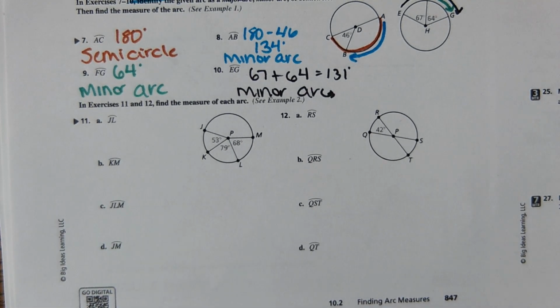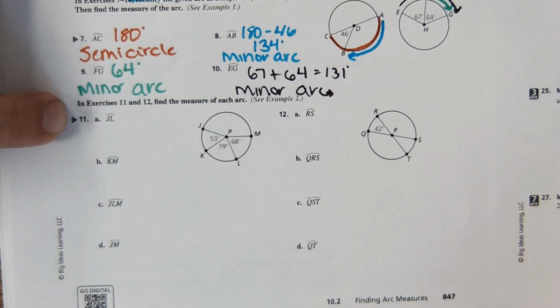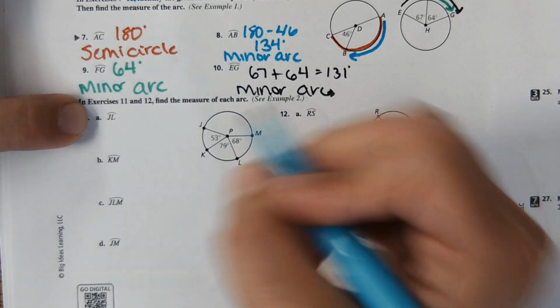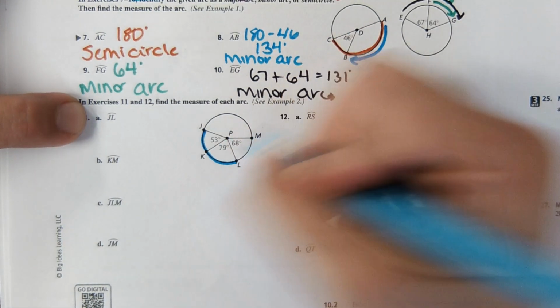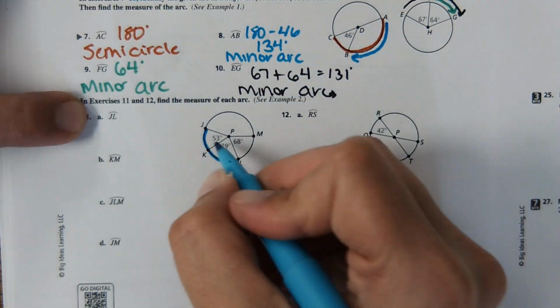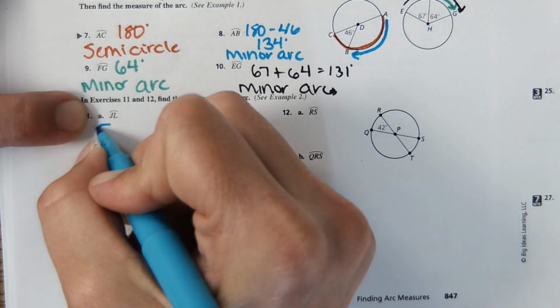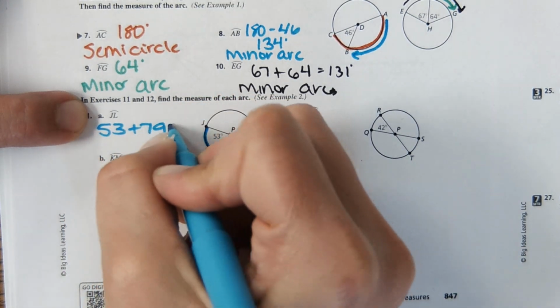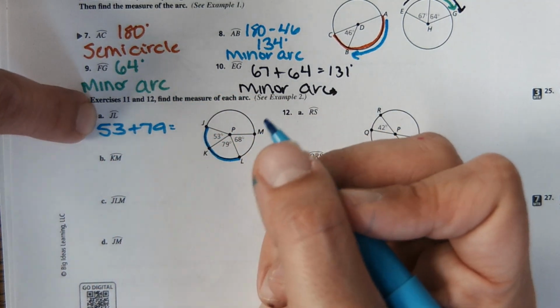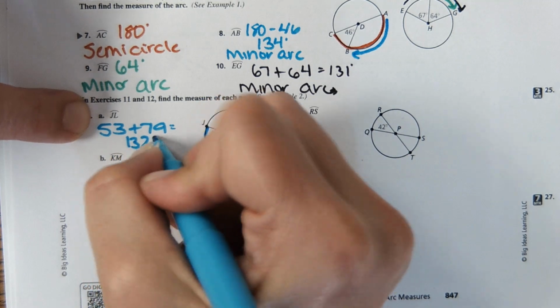Okay, so again, same idea, just slightly different style of problems. Find the measure of each arc. So JL, first thing I would do is trace J to L, shortest way around the circle. JL would be 53 plus 79, and that equals 132 degrees.